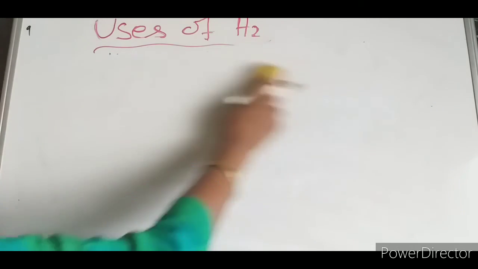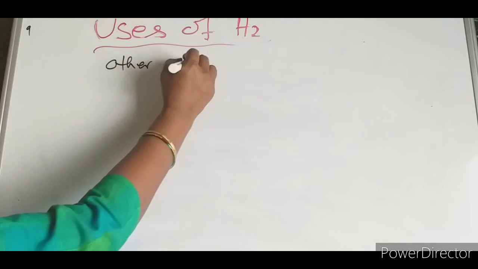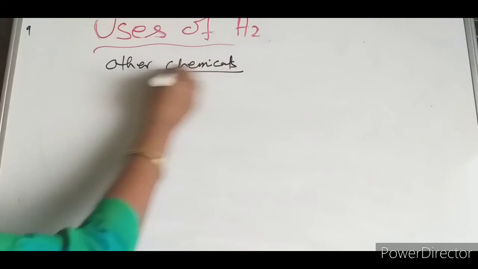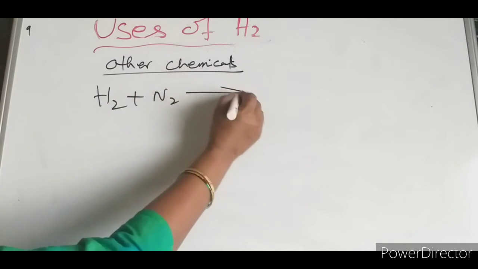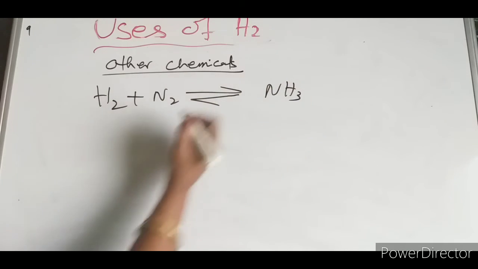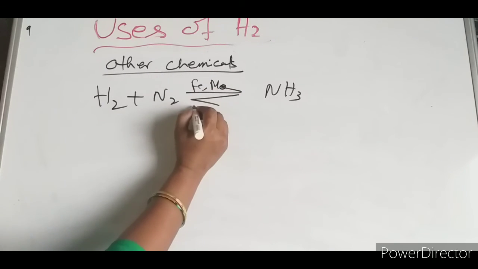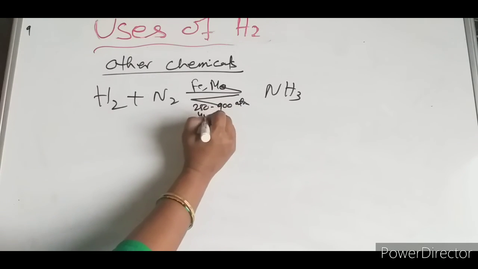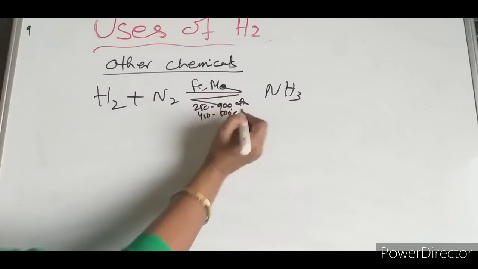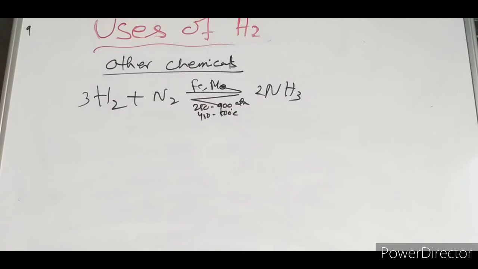Next, some other chemicals are also prepared. Ammonia can be prepared from hydrogen along with nitrogen, in the presence of iron as catalyst, with molybdenum as the promoter. Here 250 to 900 atm pressure and 450 to 500 degrees Celsius. So N2 plus 3H2 gives 2NH3. This is the preparation of ammonia from hydrogen.